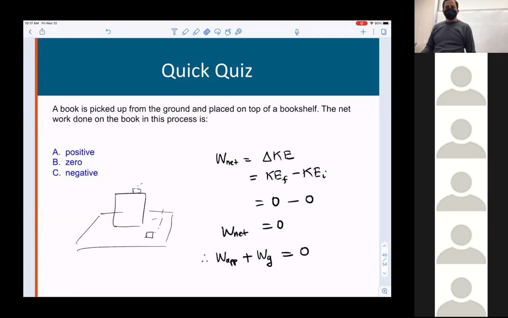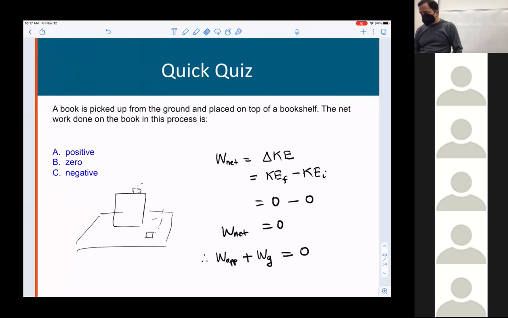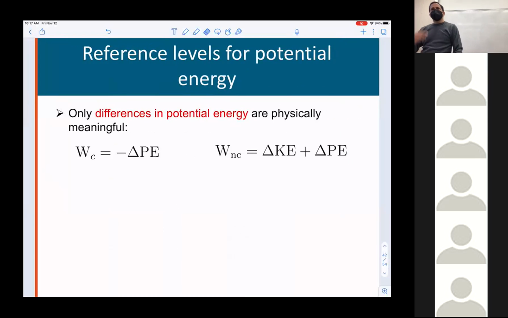Any questions on that? So that is an example of how this slide is super useful. Right, so the question asked you, what is the net work done on the object? The very first equation is giving you something about the net work. It's the change in the kinetic energy. So I look at that and I say, oh, the object started at rest, ended at rest, net work must be zero. Okay. Any questions on that?